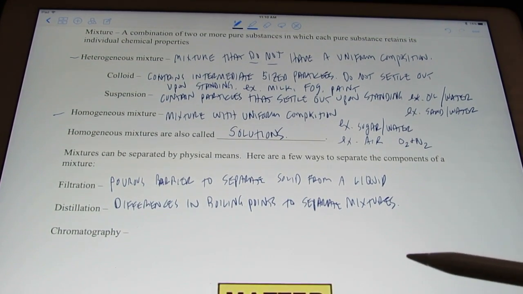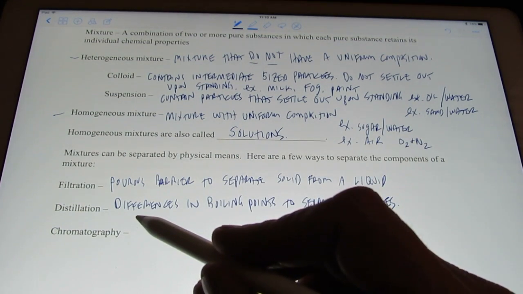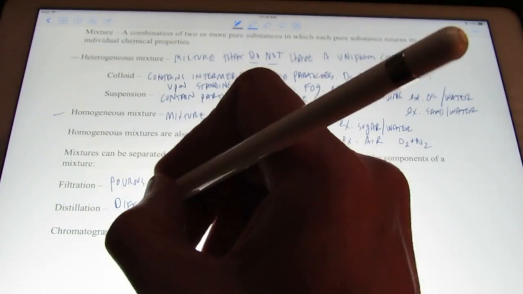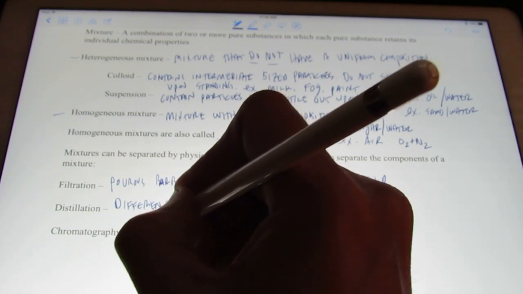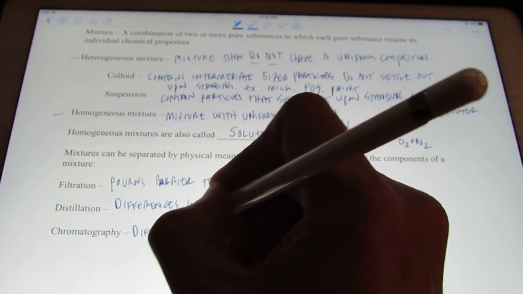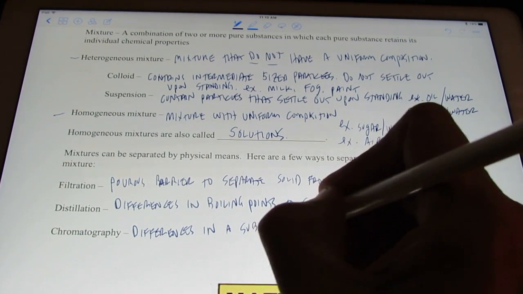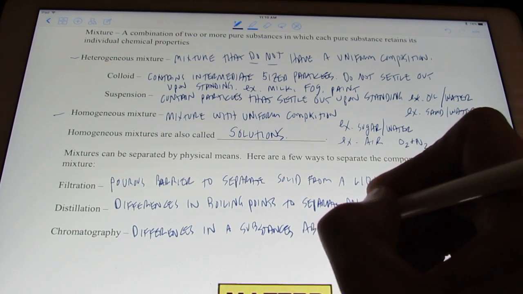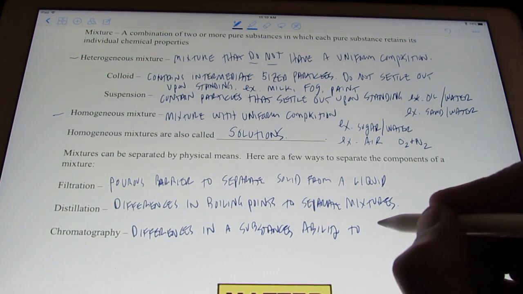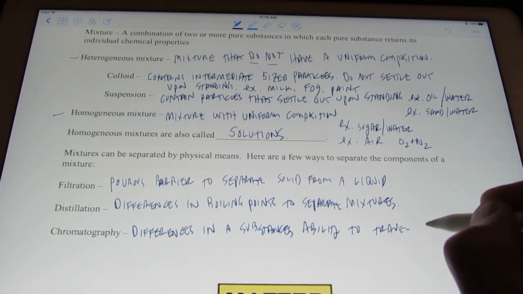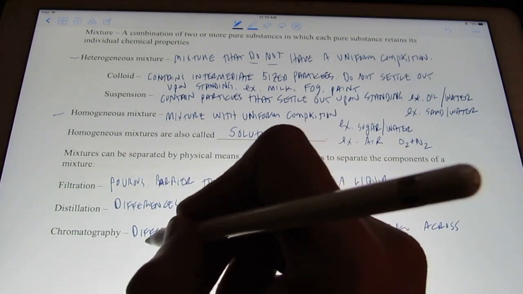And then finally, another way to separate mixtures is by something called chromatography. We'll demonstrate this in class, but let me just define it for you right now. Here we would use differences in a substance's ability to travel across the surface of a fixed substance.